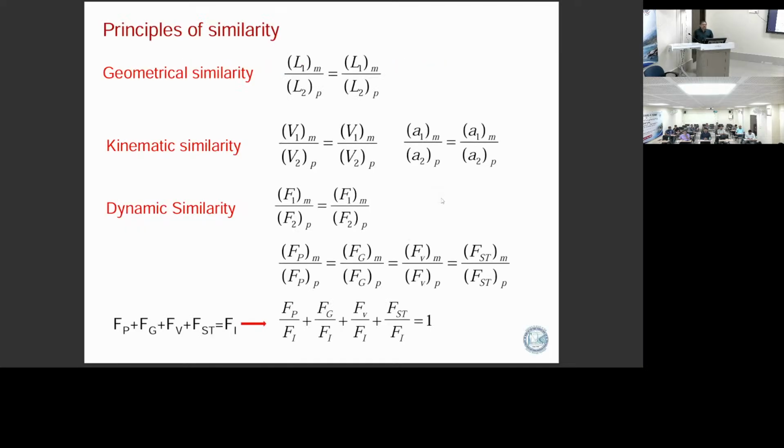See, principle of similitude. One is geometrically similar, so the length scale ratio is the same. Then kinematic similarity means velocity, acceleration due to gravity, the flow velocity, all those things should be satisfied between prototype and model. That is one principal similarity. Then dynamic similarity, the forces acting. So what are the different forces? These are pressure force, gravitational force, viscous force, surface tension force, and inertia force. Basically everything is related to inertia force.